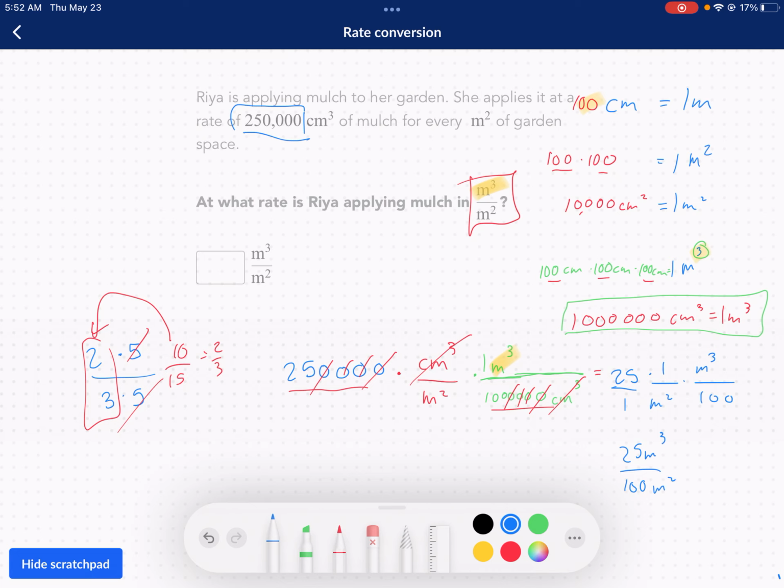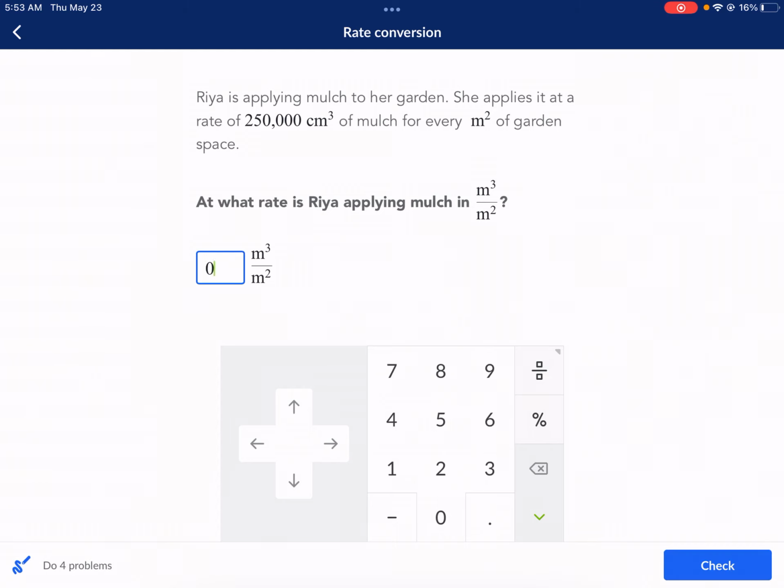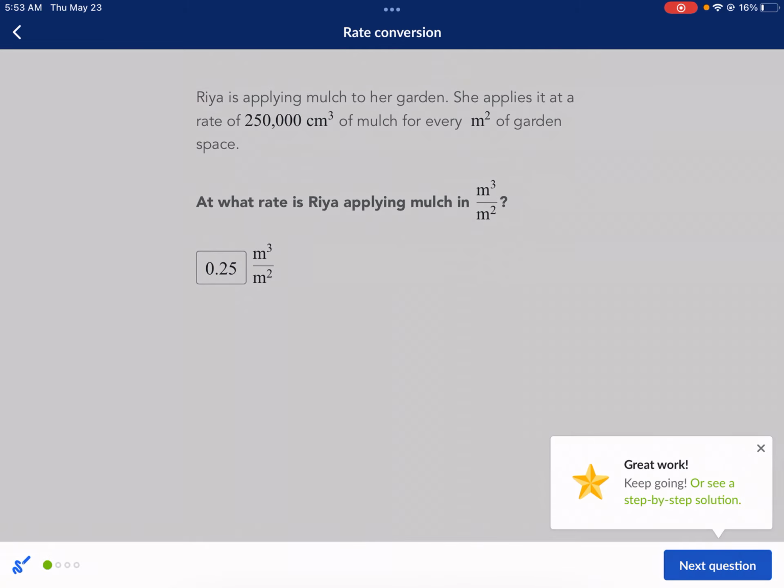Now, I should simplify this though. So anytime you're dividing by 100 or multiple of 10, what we can do is we can just take the original number, 25, and we can move the decimal over that many times. And if you're confused on this, I have other videos where I talk about how to divide by 100, etc., that you can look up. But I'm going to assume that you know how to do this. So again, there's 2 zeros, 1, 2. So I'm going to go 1, 2 here, and that is 0.25 meters cubed for every meter squared. Okay, so that's it. It seemed like a very difficult process, but once you get going, it's really not that bad. So 0.25 is my answer here. Check it, and we'll move on.